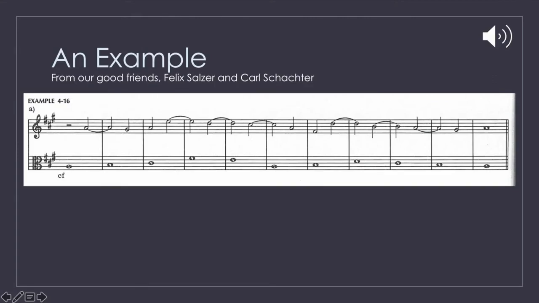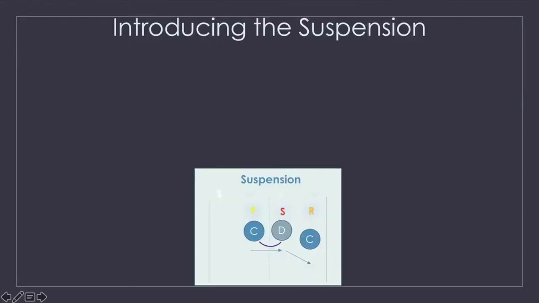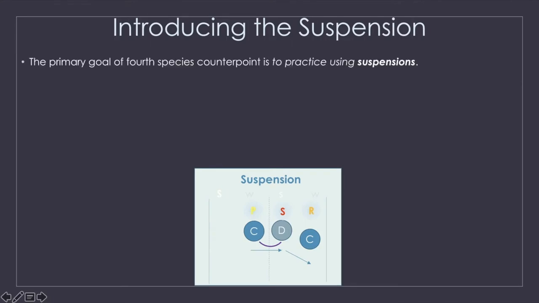We'll look at that example in a bit more detail in a moment, but for now I just wanted to show you what a fourth species counterpoint exercise looks like. You can see on the page it sort of looks like second species, but of course there are all those ties. The point of fourth species counterpoint is really to introduce the suspension. The primary goal is for you to practice using suspensions.